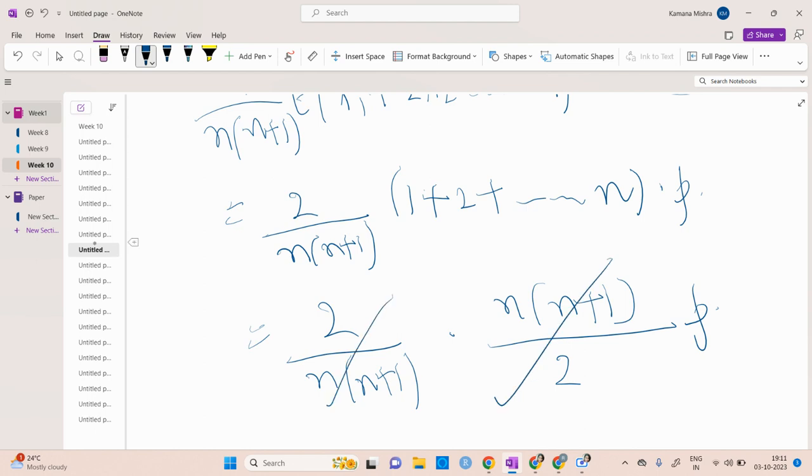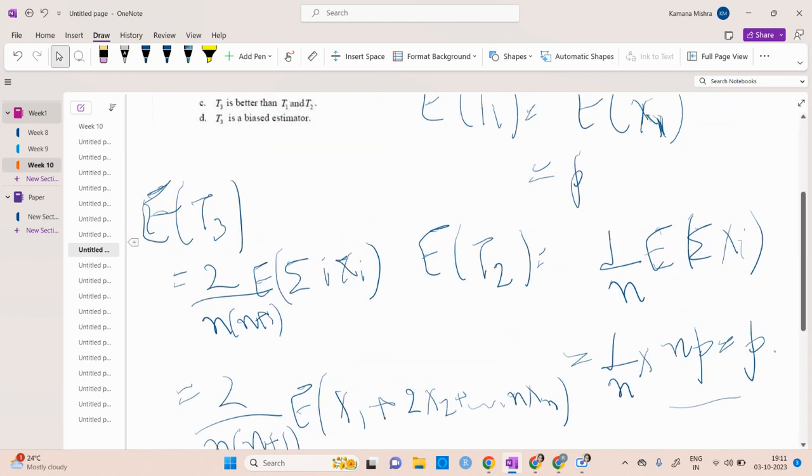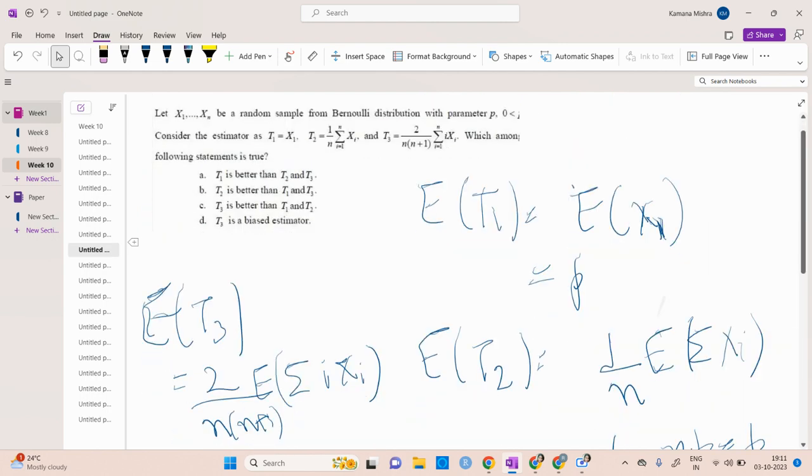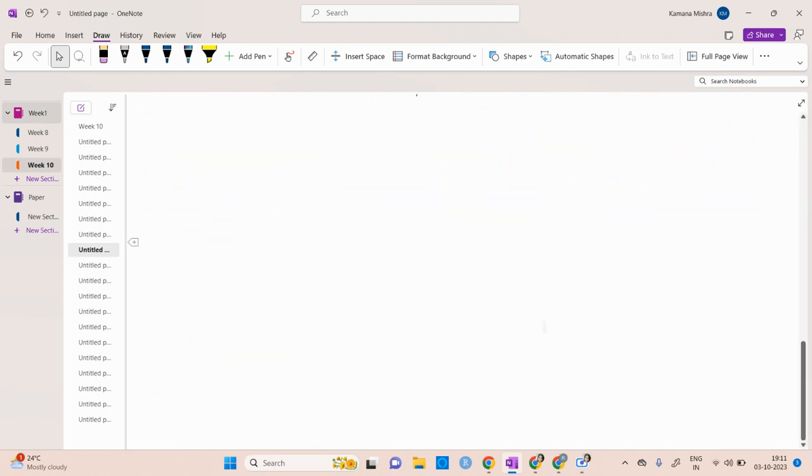So this will be cancelled out, and is equal to p. So all three are unbiased: first, second, third, all three are unbiased. Now we need to find the variance. If all have the same variance, then we will need some other technique to find which one is better.